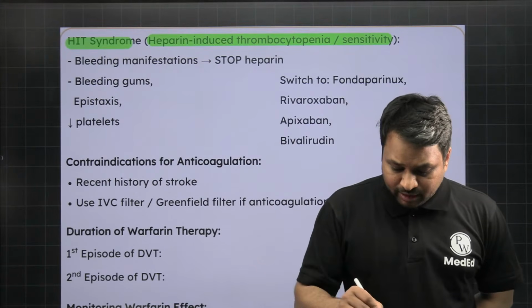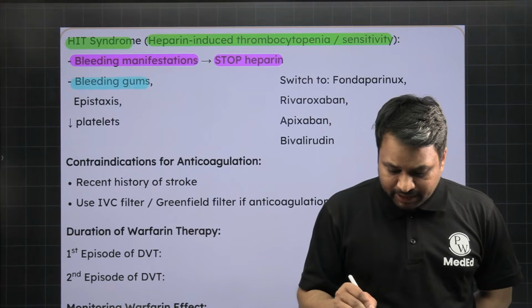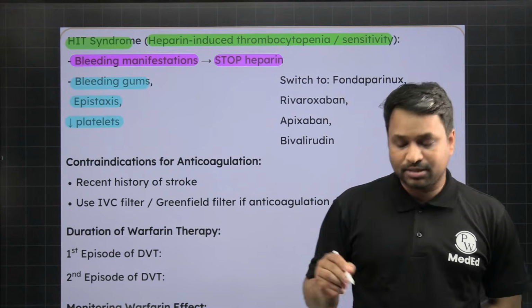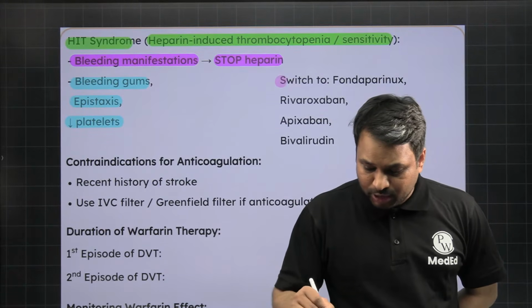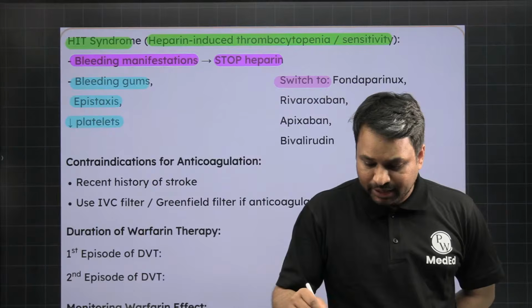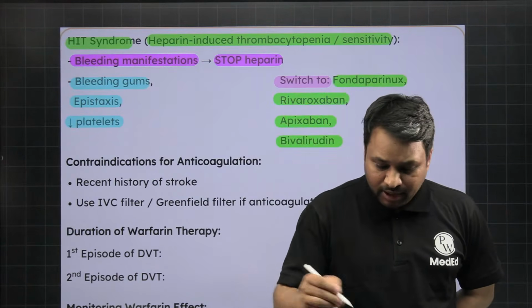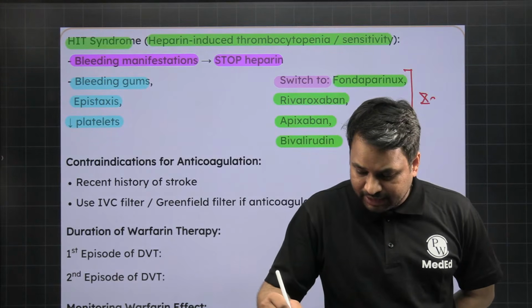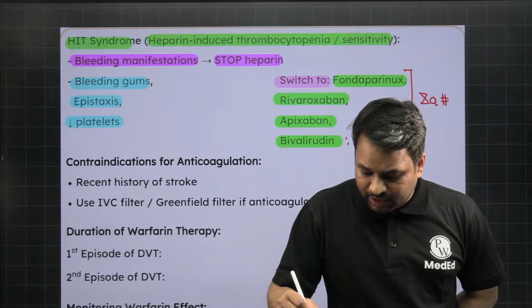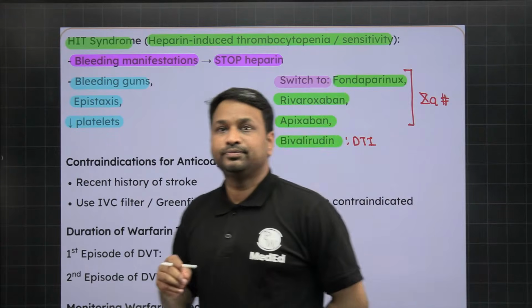Now, if a patient develops bleeding manifestation, stop heparin immediately, because the patient will start developing bleeding gums, epistaxis, there's a decrease in platelets. So what do you do? You're going to immediately switch to novel agents. The novel agents that we have are going to be fondaparinux, rivaroxaban, apixaban, and bivalirudin. Remember, fondaparinux, rivaroxaban, apixaban are factor 10A inhibitors. Bivalirudin is your direct thrombin inhibitor. These are direct thrombin inhibitors that you have.